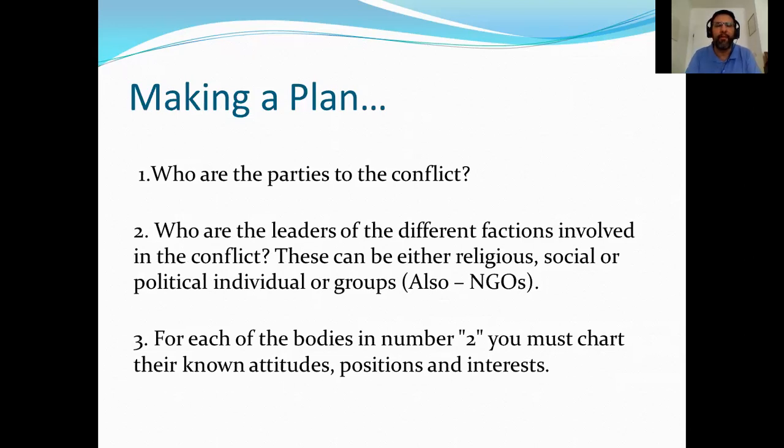Third, for each of the bodies in number 2 above, you must chart their known attitudes, positions, and interests, which you learned about during the literary theoretical section that you've already written.